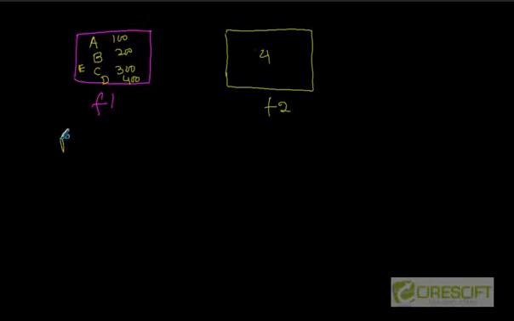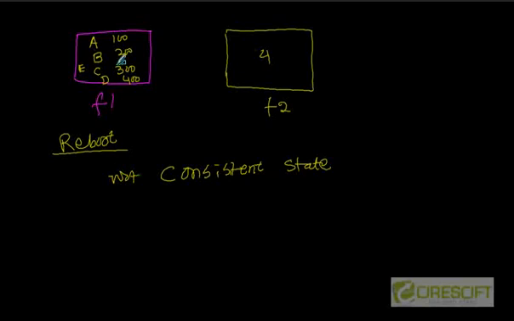So when the machine reboots, in file 1 I have 5 employees, and in file 2 I have the count as 4. Therefore this is not a consistent state. What is a consistent state? Whatever number of employees I have here, the count matches that number of employees.